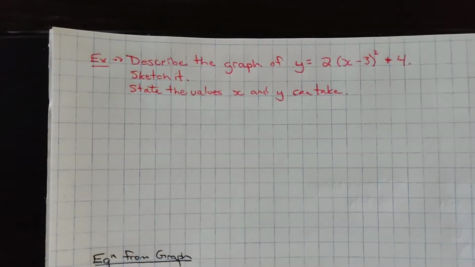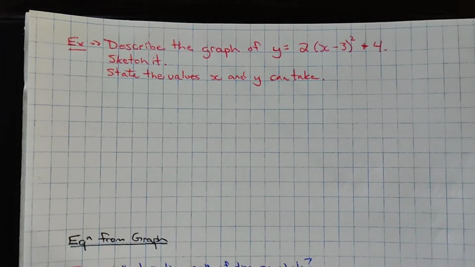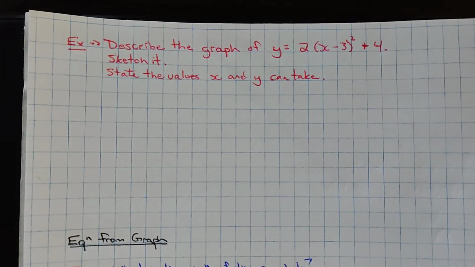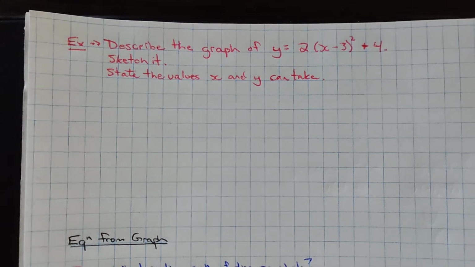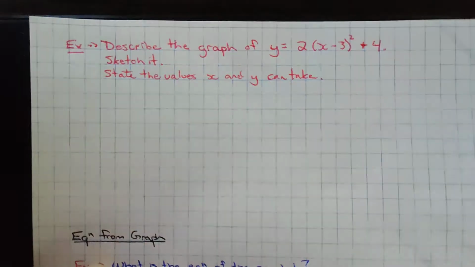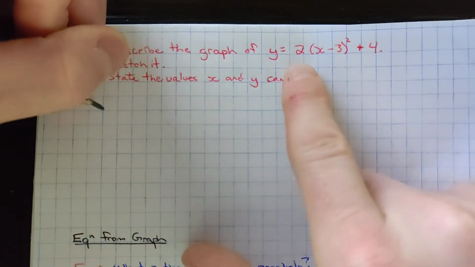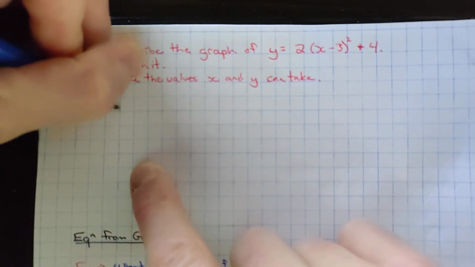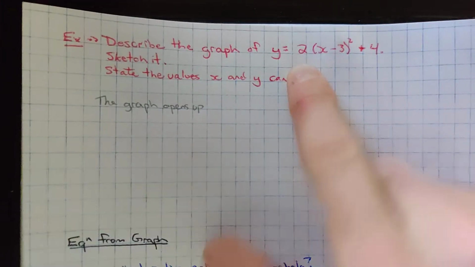So if we flip here, the next part, describe a graph. So if I have an equation y equals 2 times x minus 3 squared plus 4, we want to describe it. We're going to do a quick sketch of it, and then we're going to state the values that x and y can take. So if I take a look at this here, I have a description. It is opening upwards. Graph opens upwards because a is positive.